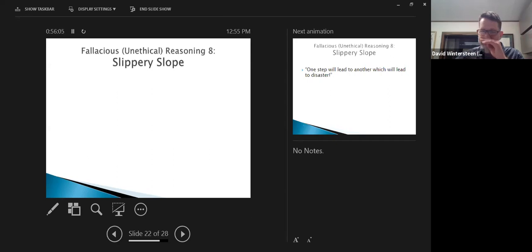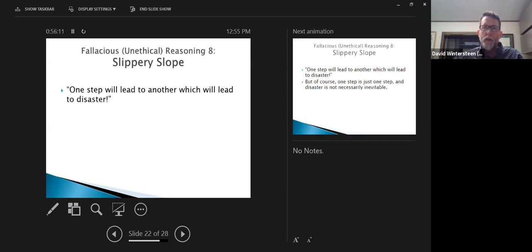Okay, slippery slope is another one we see with great frequency in the political sphere. The notion is one step is going to lead to another, is going to lead to another, and that's going to lead to disaster, right? It's the slippery slope argument. We hear this often on Second Amendment things, right? Any kind of restriction on gun ownership is going to lead to more restrictions on gun ownership, which is going to lead to a communist takeover of the country.